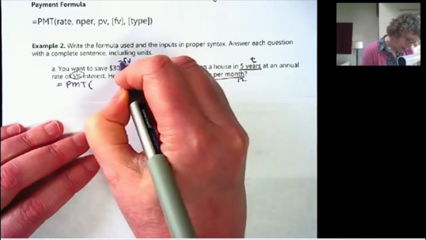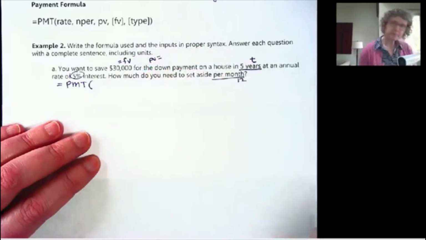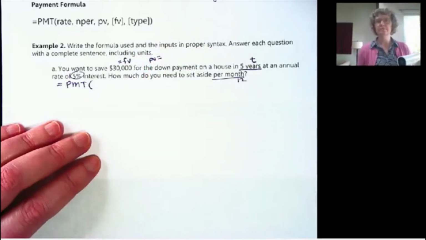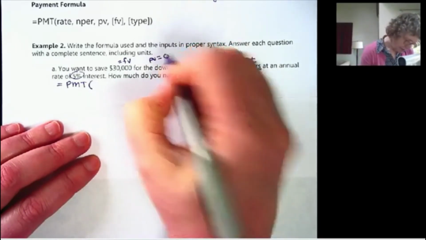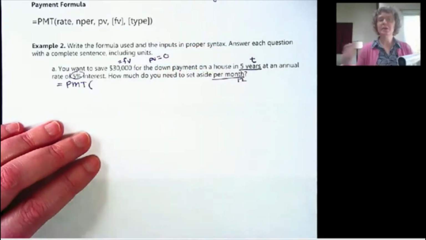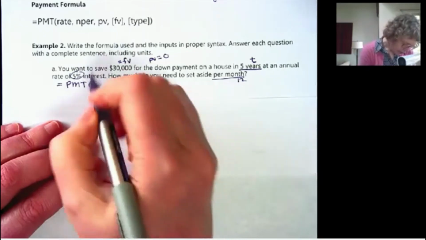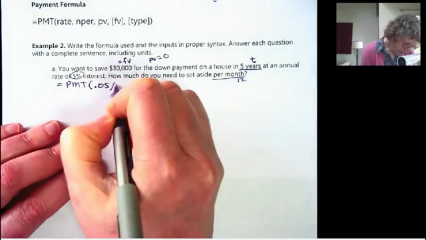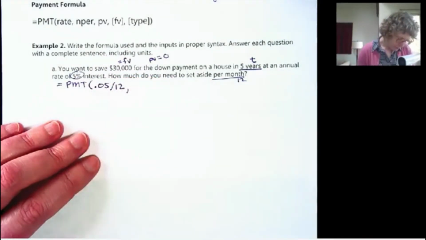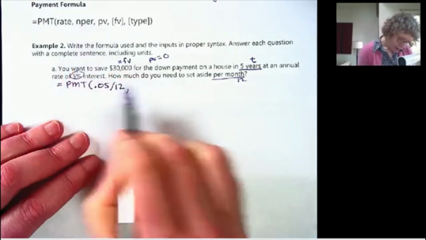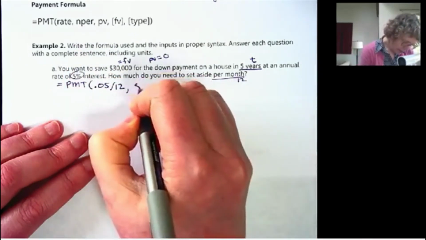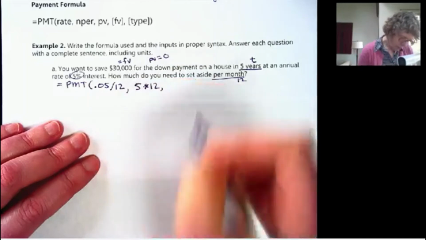What's our present value? 0. We have nothing now, and we want to figure out how much we need to save in order to get 30,000 later. Okay, so our rate is going to be 0.05 divided by 12. Number of periods, we want to try to do this in 5 years, so 5 times 12.